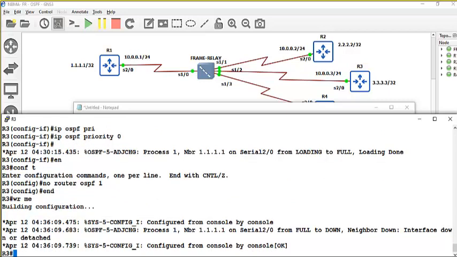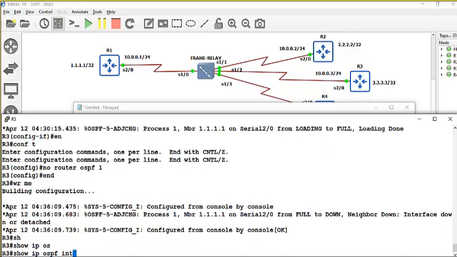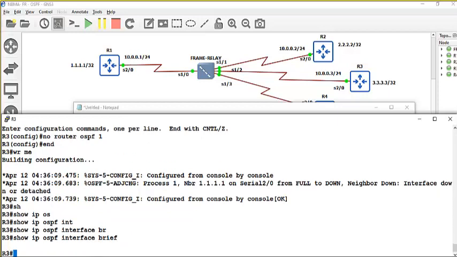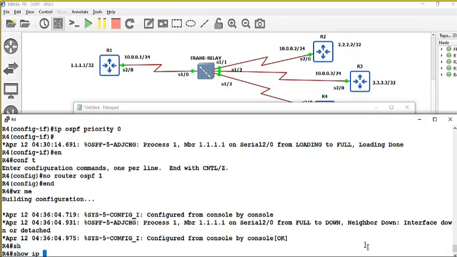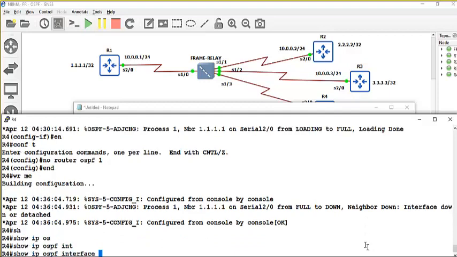Let's verify. Show IP OSPF interface brief. There is no OSPF. Though I configured it under the interface, it's removed. Check it on router 4. Show IP OSPF interface. No interface, no OSPF.